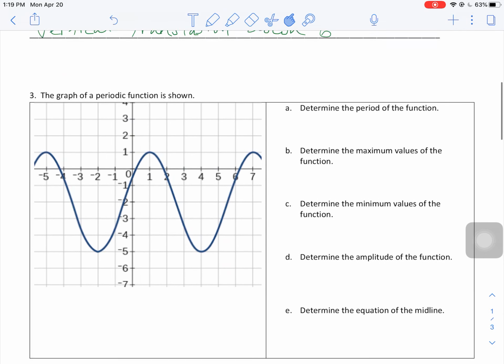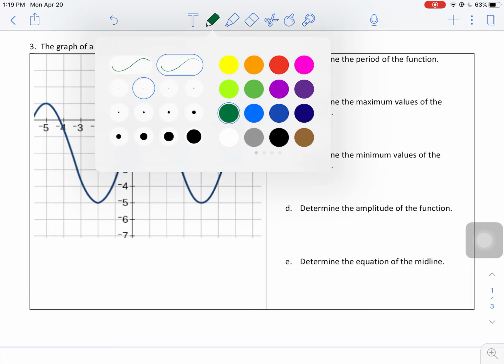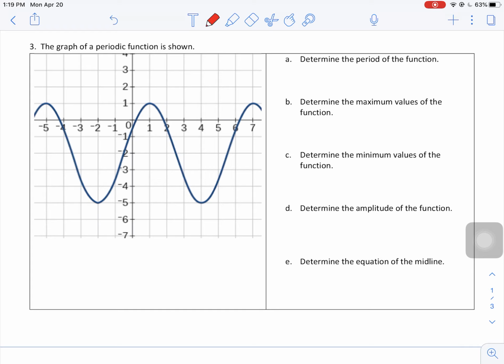Looking at number 3, we have a periodic function, and we're going to find all the key features. So the period is how long it takes the graph to complete one full cycle before it starts repeating itself. I feel like on this particular graph, it might be easiest to go from this peak right here to this peak right here, because you're doing one full cycle before the graph starts doing that same movement again. So I go with the largest x value of 7 minus the smallest x value of 1. So the period would be 6.